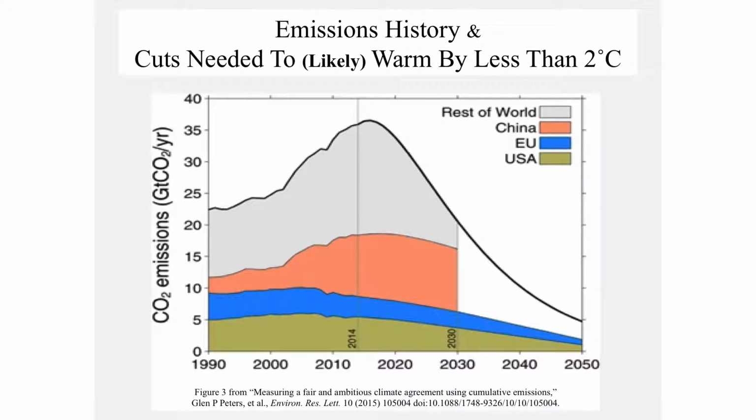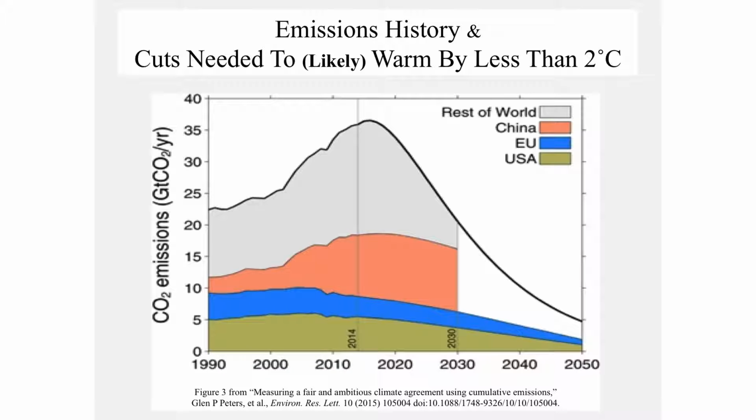This is the emissions history and cuts needed to remain probably under 2 degrees of global warming. You'll see this slide several times, and I'll have more to say about it as we go along. But for now, focus on the black line at the top. It shows the increasing level of emissions that we've actually had up until the present. And the area underneath that curve shows the total emissions.